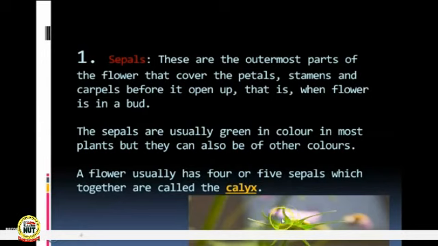This greenish part is called sepal. This sepal is the outermost part of a flower. It covers the petals, stamens, and carpels before it opens up.